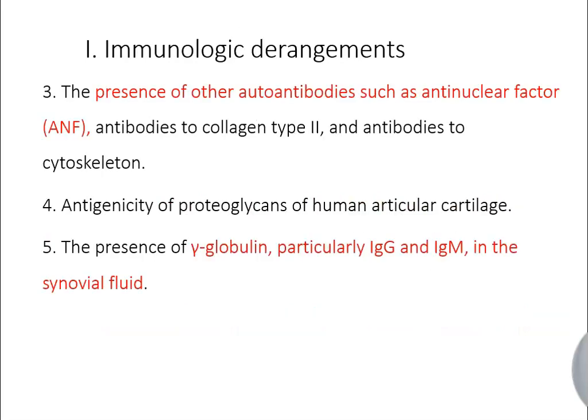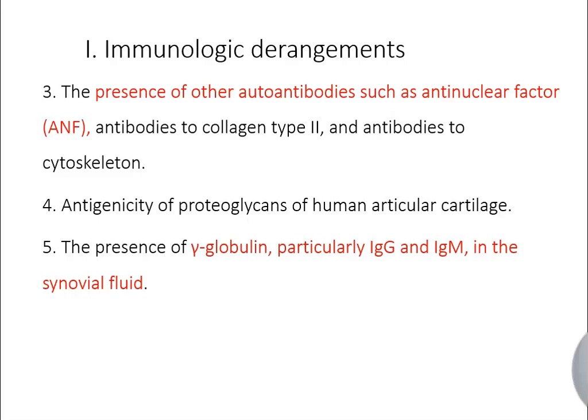Okay, so that may lead to the activation of the process, and further there is going to be the presence of other antibodies such as anti-nuclear factors, antibodies to collagen type 2, and antibodies to the cytoskeleton. All these play a crucial role, and antigenicity of proteoglycans of human articular cartilage is another key parameter in the immunological derangement of rheumatoid arthritis.